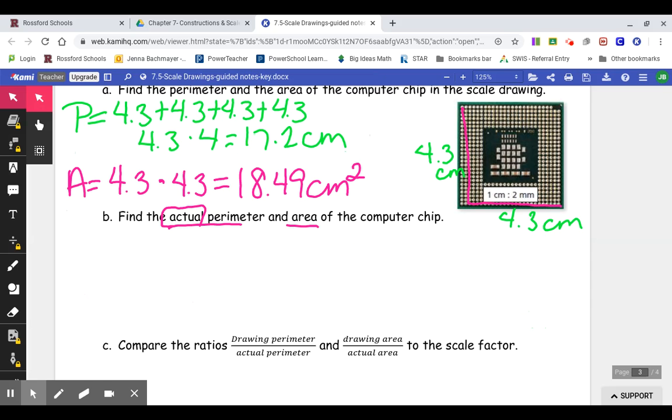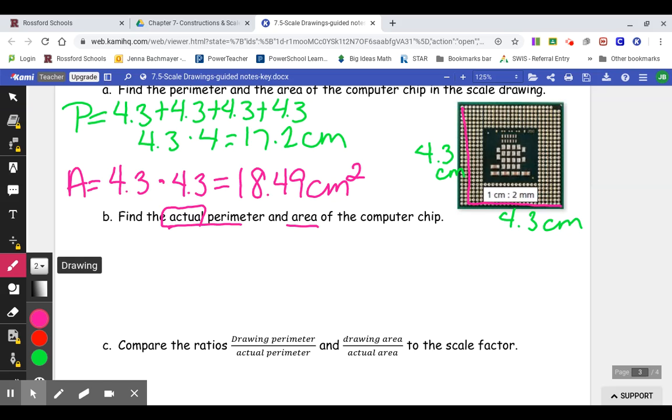All right, find the actual perimeter and the actual area of the computer chip. Over here, it gives us a scale. We have 1 centimeter. Remember, this is the model. So 1 centimeter on the model is representing 2 millimeters of the actual thing. So model over actual, I have 1 centimeter to 2 millimeters.